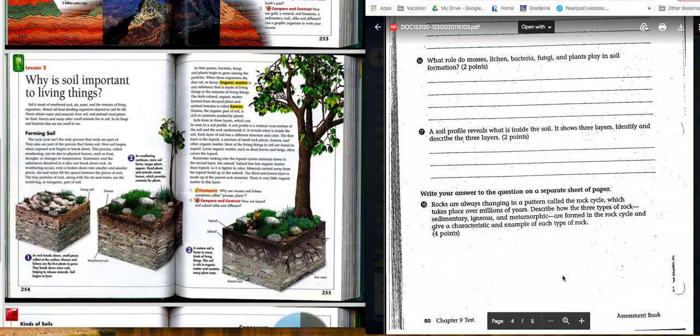Number 1, if you want to write it here, feel free to. You do not ever need to put this on a separate sheet of paper. It says, rocks are always changing in a pattern called the rock cycle, which takes place over millions of years. Describe how the 3 types of rocks, here they are, sedimentary, igneous, and metamorphic, are formed in the rock cycle, and give a characteristic and an example. So make sure you're doing all things. I have to, number 1, say sedimentary, how are you formed? 2, a characteristic of it, and 3, an example of it.